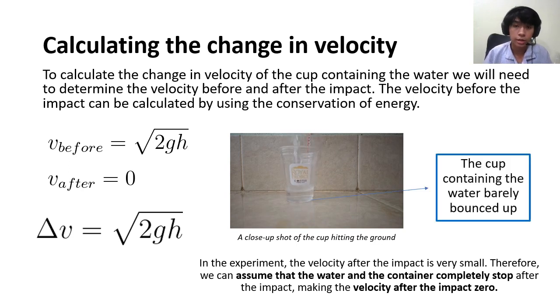So to calculate the change in velocity, we need to know the velocity before the impact and after the impact. To calculate the velocity before the impact, we can use the conservation of energy. And for the velocity after the impact, as you can see, the cup containing the water barely bounced up. So we can assume that the velocity after the impact is 0. So here is the delta V right here.